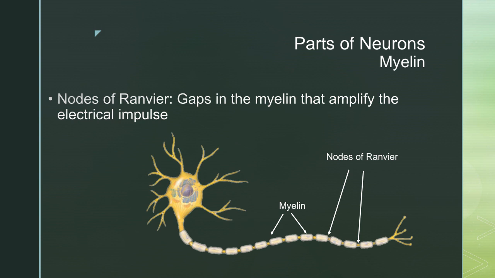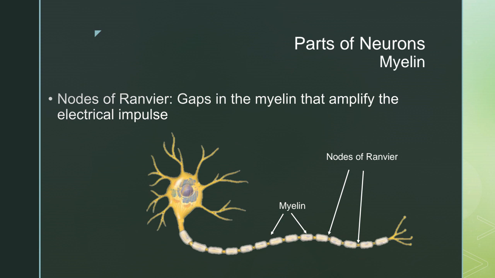So when we're talking about the myelin sheath, we also have to know that all along the axon, there are tiny gaps in the myelin sheath where the axon is exposed. So you can see, these are the myelin sheath segments. And then in between these segments, you can see these little gaps. These are called nodes of Ranvier.